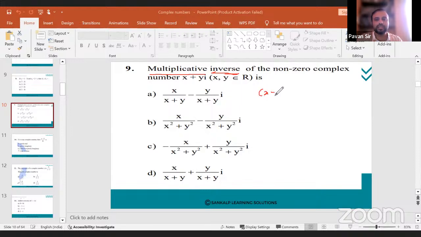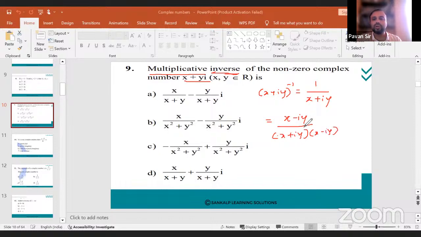Multiplicative inverse of x plus iy. What is the meaning of the inverse? Multiplicative inverse in the sense 1 upon x plus iy. Okay, so try to solve the answer fast. So this is x minus iy upon x plus iy into x minus iy.